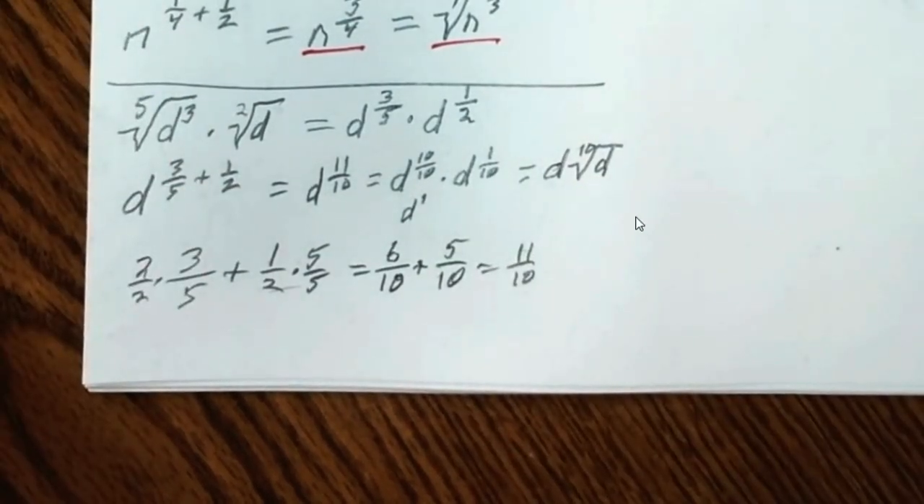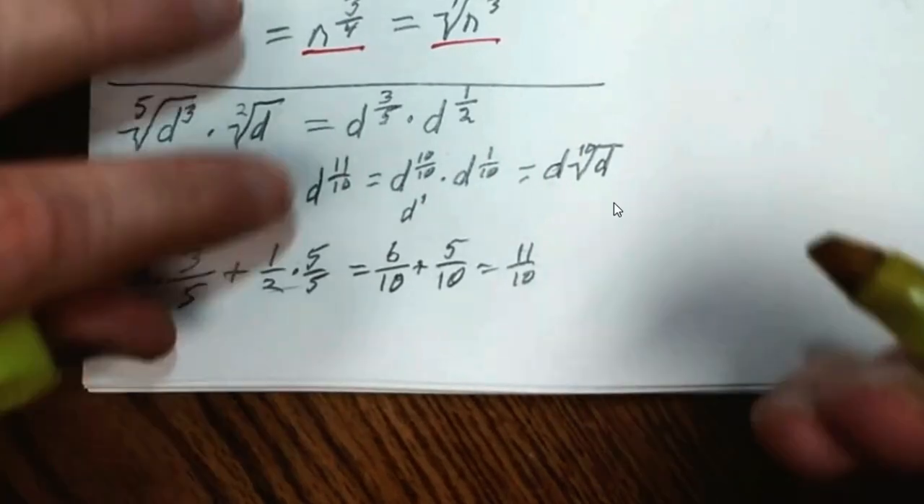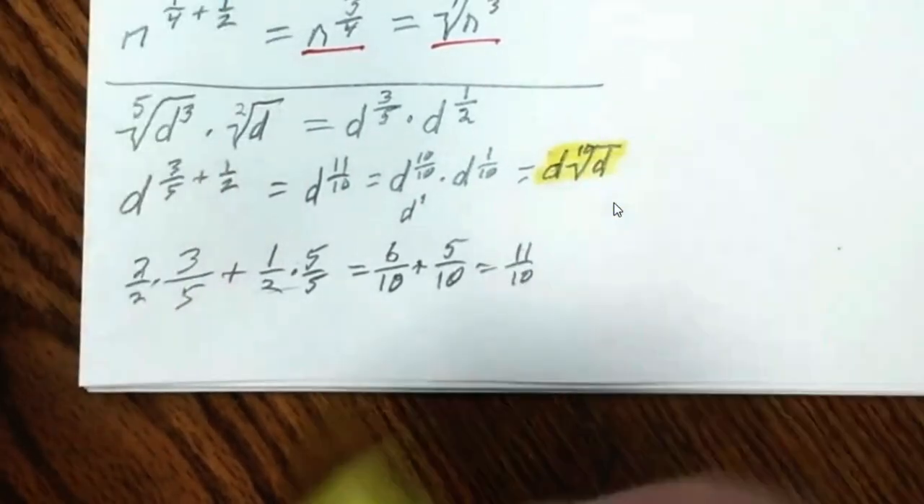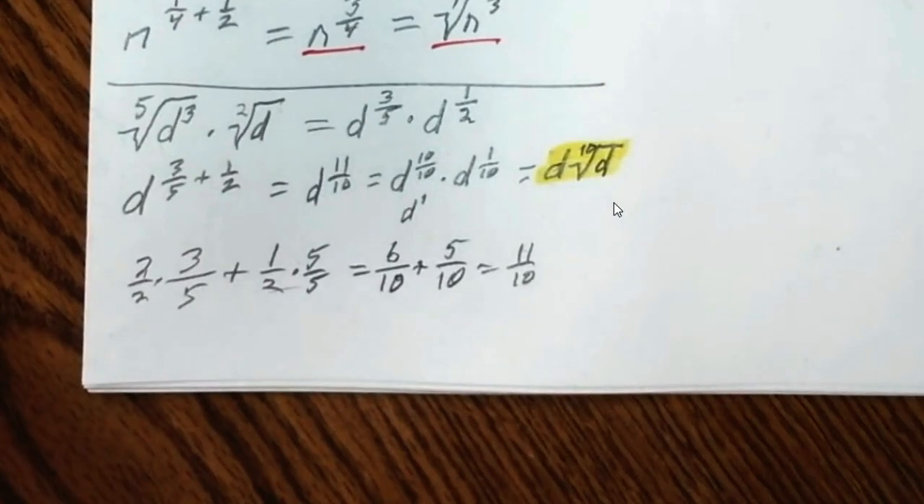So let's see how they did that. But that's our final solution right there: d times the 10th root of d.